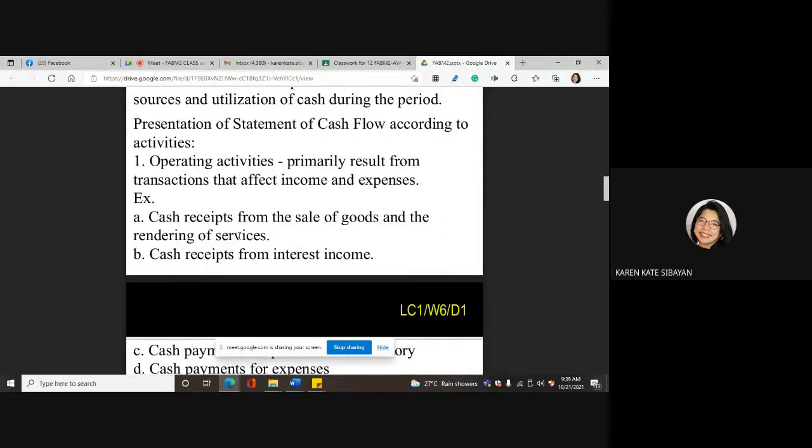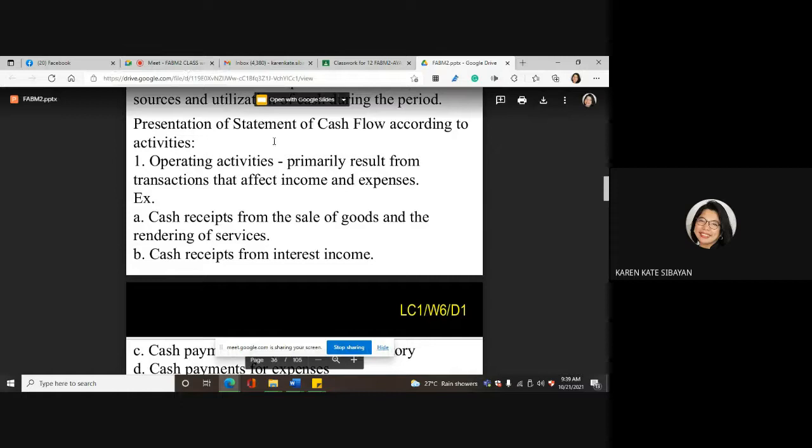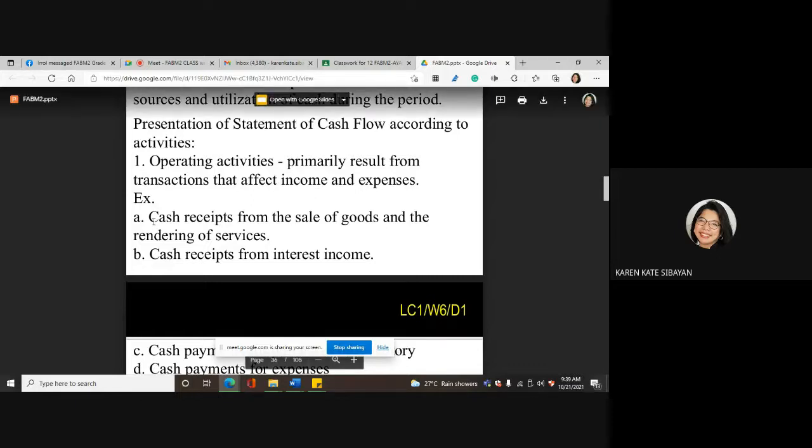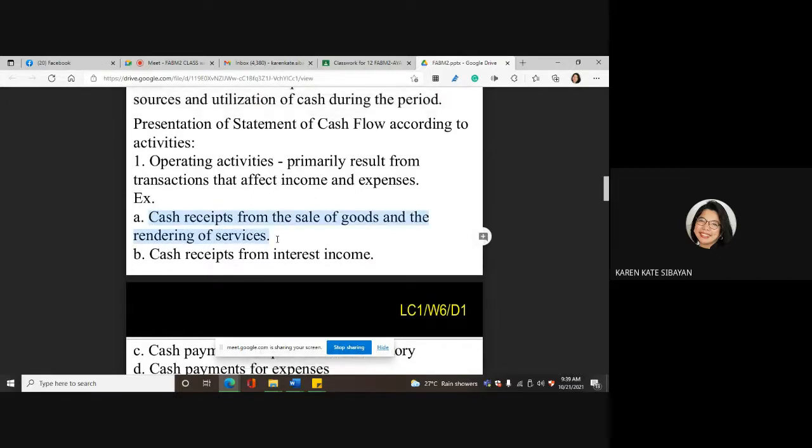Increase in the form of cash, di ba? Asset. Pero sa income, sabi nga income and expenses. There's also an increase in income. Kasi kung i-journalize mo to, debit cash, di ba? Amount, kasi naka-receive ka ng cash. And credit, it can be service income, di ba?